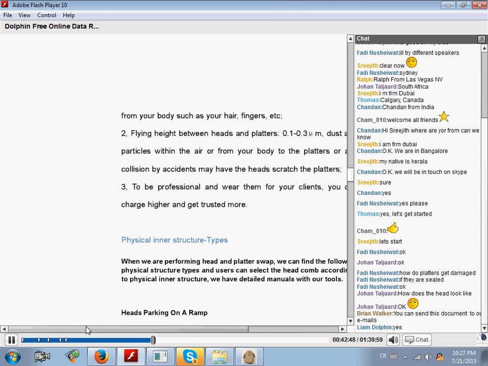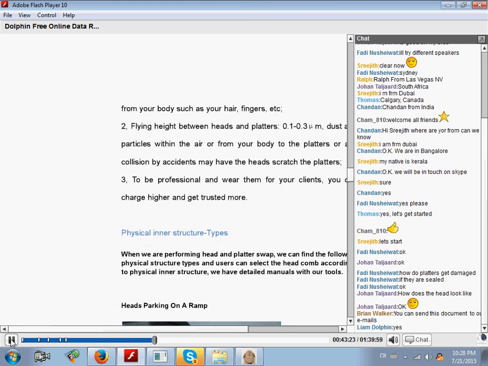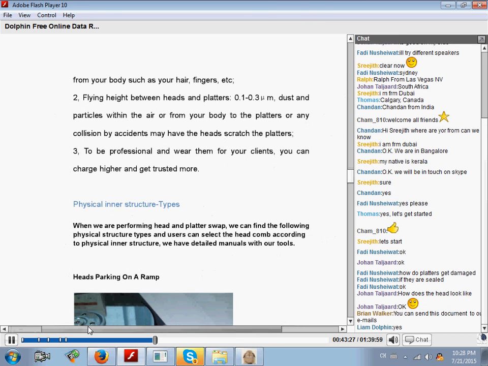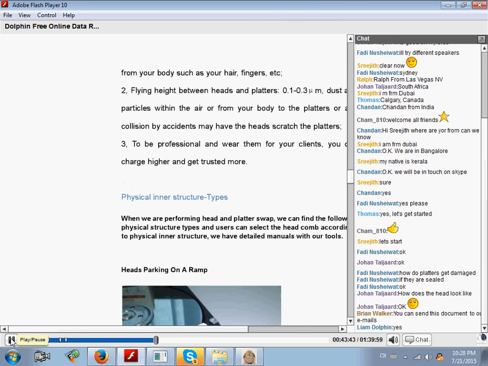Another very important reason why you should wear such suits: cover yourself, cover your body, except your eyes. You must be professional before your clients. If you have a clean bench, head and platter swap tools, professional tools, and you wear such gear before your clients, how will your clients think about you? You are professional, thumbs up for you, right? So you will get trusted by them. You can charge higher. Your clients feel they are respected by you. This is the reason you need to think about this one: to be professional before your clients.